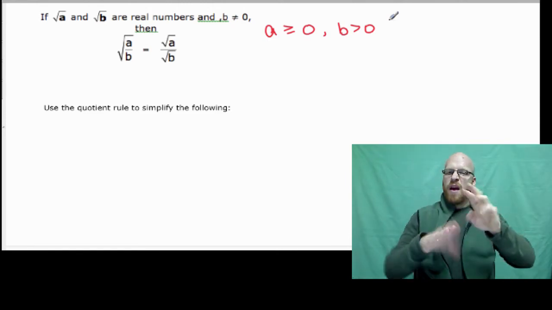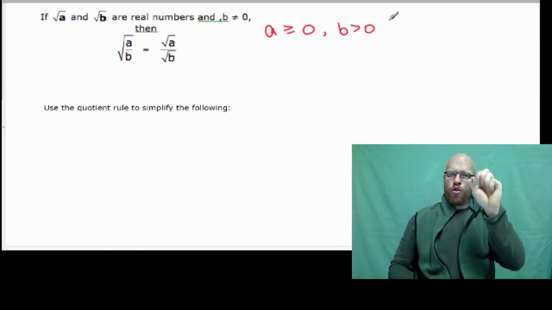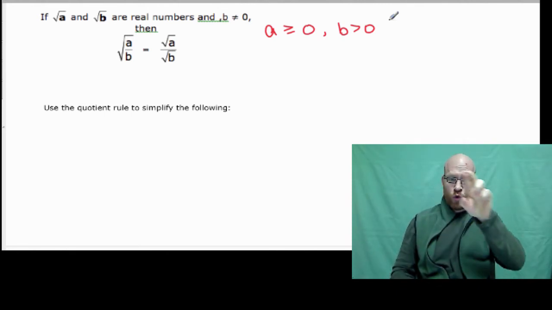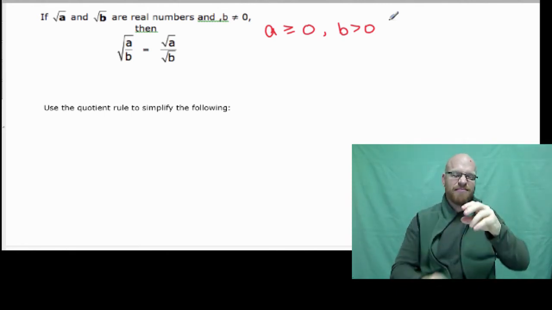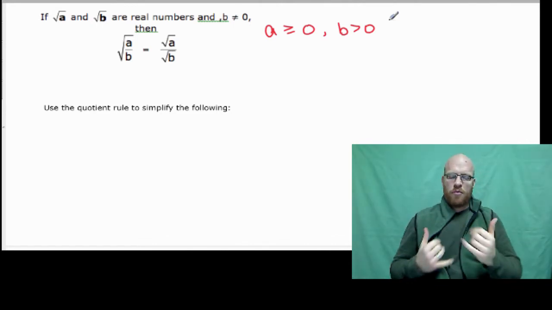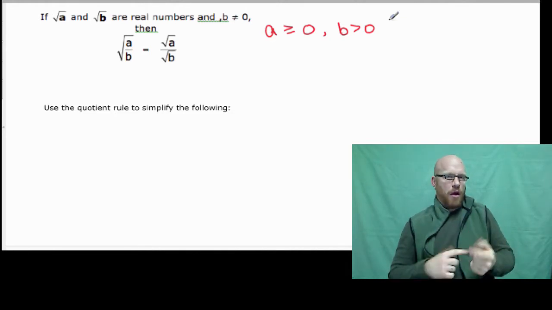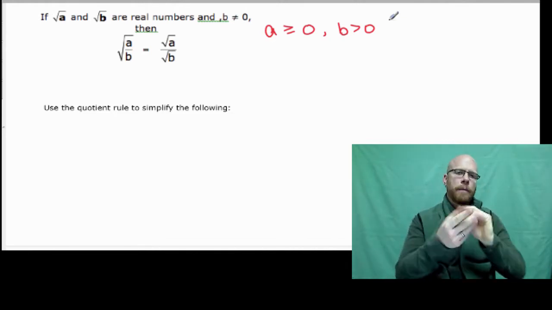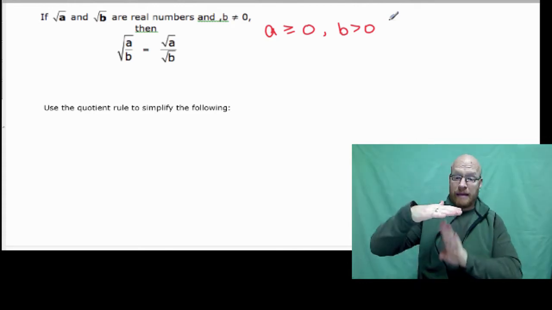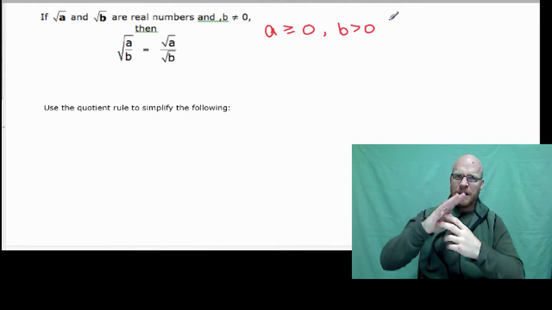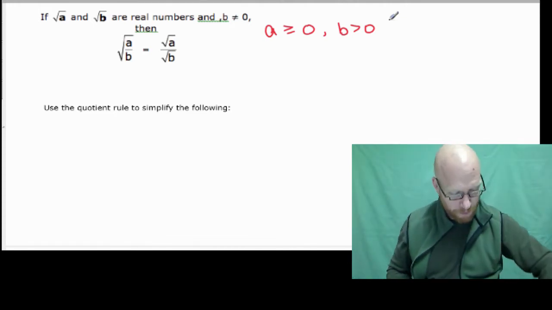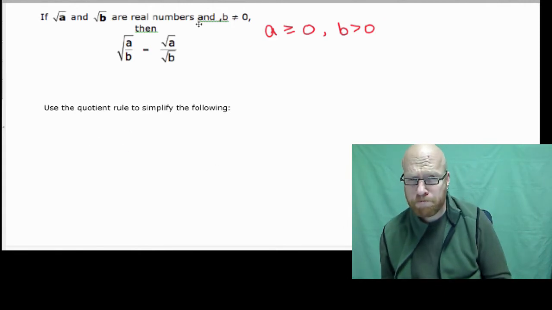So I wrote this on purpose to show what we're talking about. A can equal 0. So a is greater than or equal to 0. But it cannot be negative. If we had a negative under the radical, or in the square root, it would be an imaginary number. In this series, we're not discussing imaginary numbers. It's possible to be done. It's a different kind of number, complex numbers, but we're not going to do that here. With the denominator, b must be greater than 0. It cannot equal 0. Okay? With those two things in mind, we'll proceed.